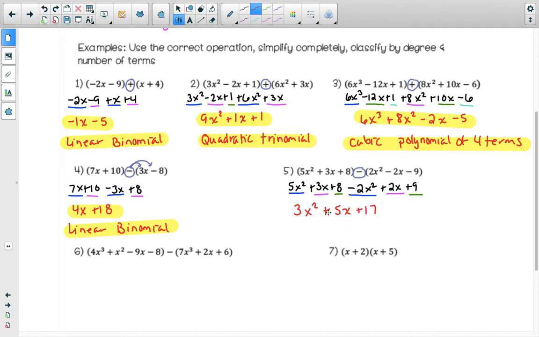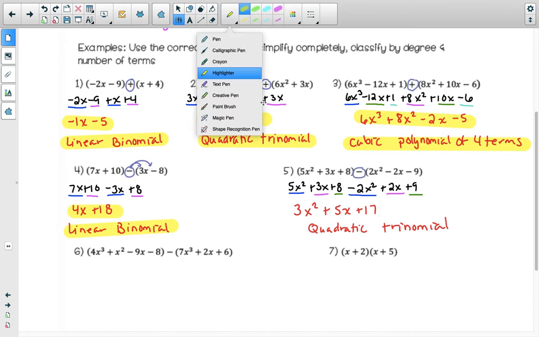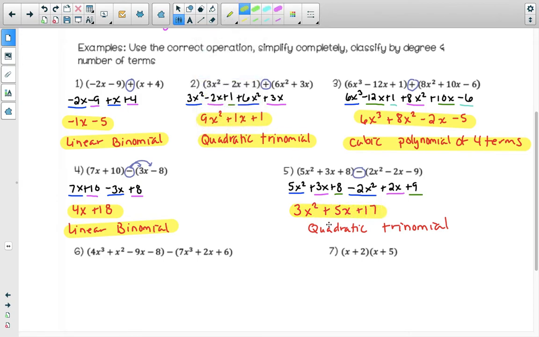Now that it's simplified, it is in standard form. Our largest exponent is 2, which is a quadratic. And there are 1, 2, 3 terms, so it is a trinomial. So we have 3x squared plus 5x plus 17, which is a quadratic trinomial.